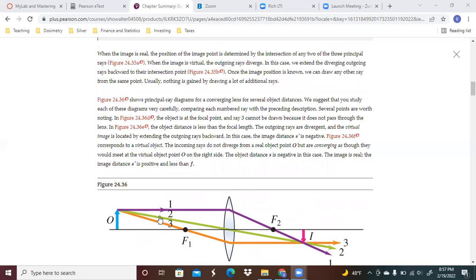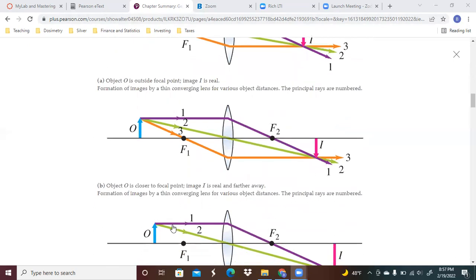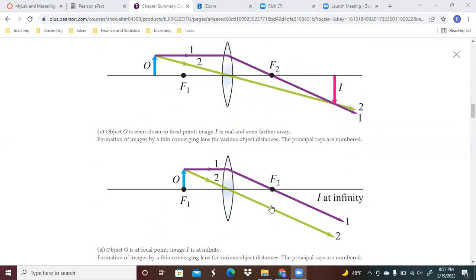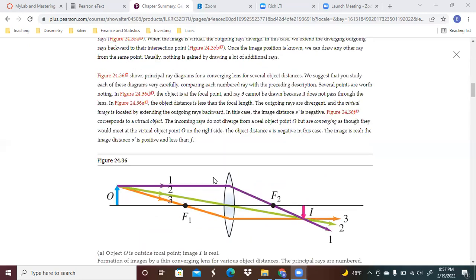So for figure 24.36, we see principal ray diagrams for a converging lens for several optical object distances. You can see it here as it scoots up a little bit closer and closer.